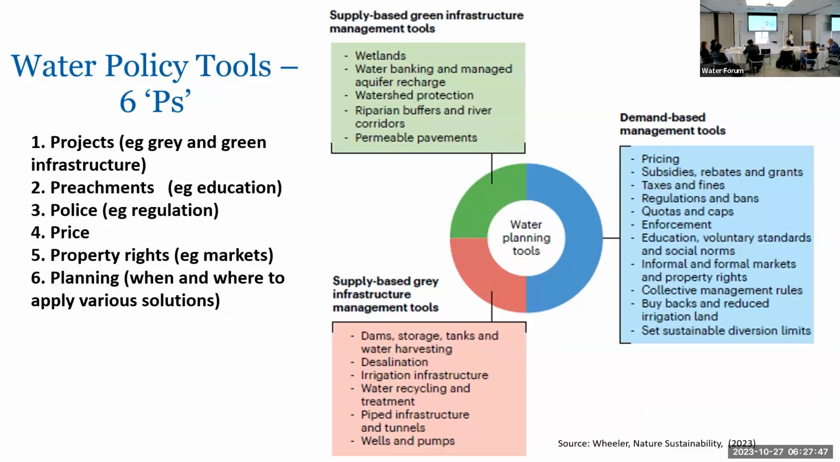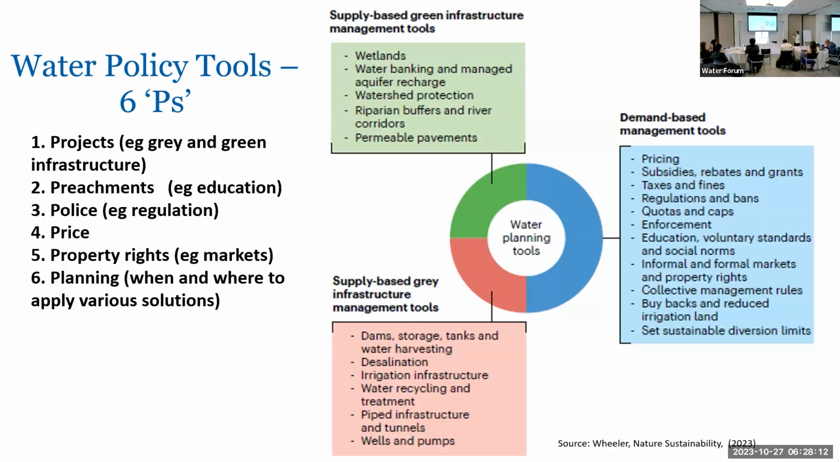So in terms of water policy tools, what I always try to get across as a water economist is that we have supply management and we have demand management. We have a variety of tools at our disposal when we're dealing with water security and water quality problems. There is no silver bullet. There has never been any silver bullet. I talk about the 6 Ps.